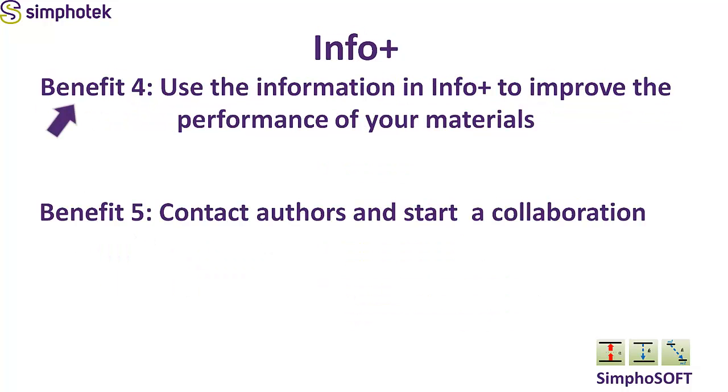Another benefit is that you can use the information in Info Plus to improve the performance of your materials. You can see what types of chemical structures other people have used and the resulting 2-photon cross-sections. This can give you ideas for changing and improving the chemical structure of your materials. In addition, you may contact other researchers that are listed as authors in Info Plus and either get helpful information or set up a collaboration where you exchange materials.